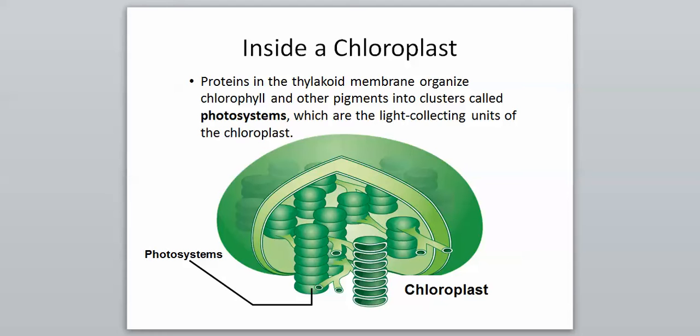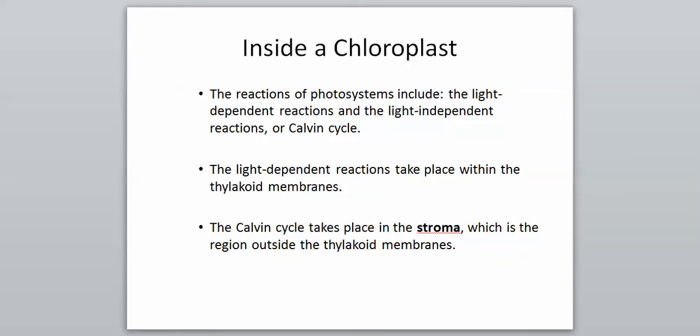And the reactions of the photosystems include the light-dependent reactions, which means light is needed, and the light-independent reactions, which means light is not needed, or the Calvin cycle. The light-dependent reactions take place within the thylakoid membranes, and the Calvin cycle takes place in the stroma, which is the region outside of the thylakoid membrane.